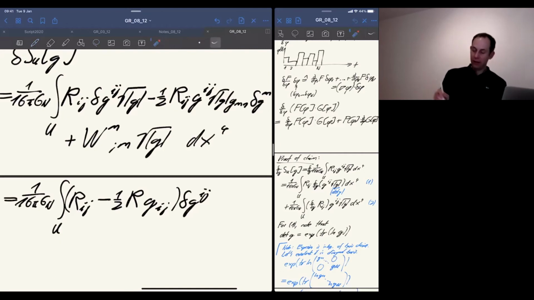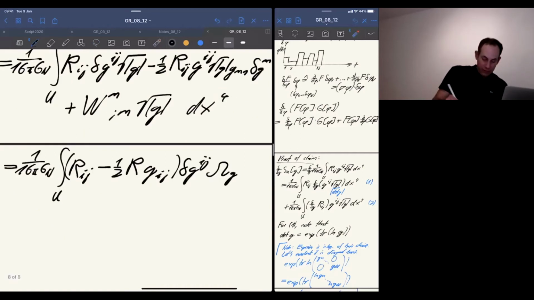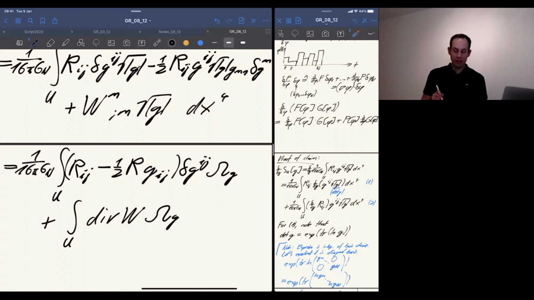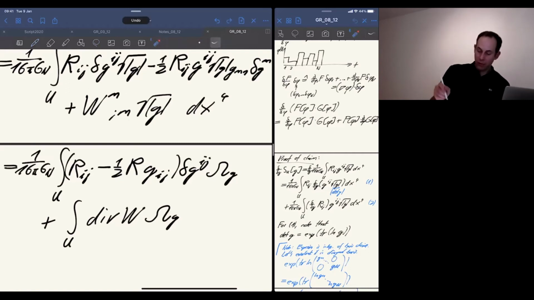But now remember, this was the volume form. So I can just return to writing the volume form. And this makes the whole thing coordinate independent. Now I still need to take care of the second integral. But here I said this w is essentially the divergence of w times the volume form. Remember, that was also the definition of the divergence. So this thing is equal to the divergence times the volume form.